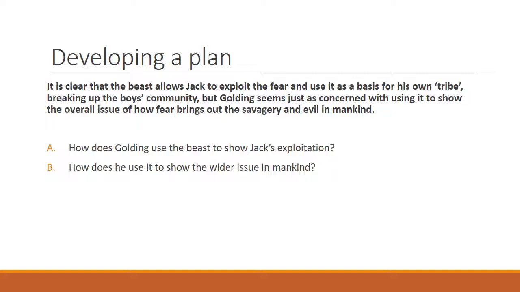Now, it might be worth pointing out at this point that the argument that I produce is answering the question, but whereas the question was how does Golding do this, I'm just as much looking at what Golding does. And the how comes in more in the main section. So if you look at the argument here, it's clear that the beast always allows Jack to exploit the fear and use it as the basis for his own tribe, to break out of the boys' community. Well, that's what happens in it.